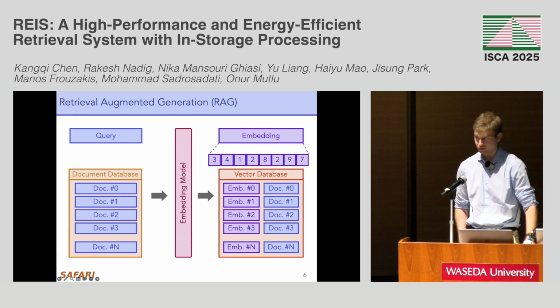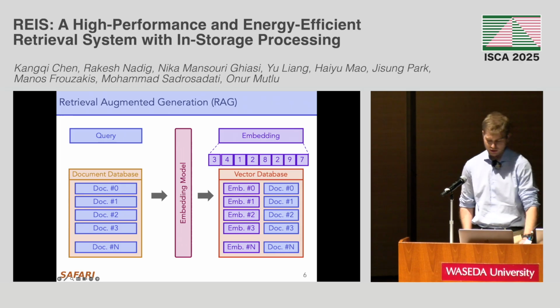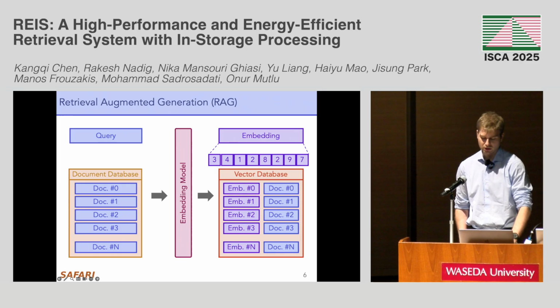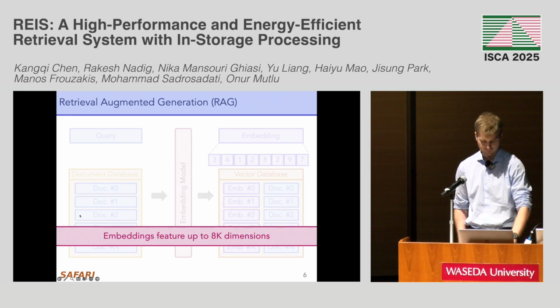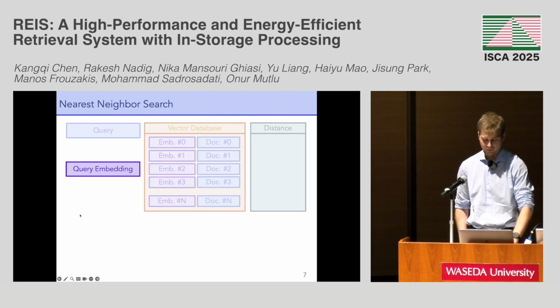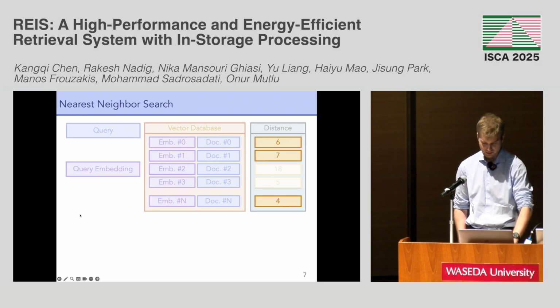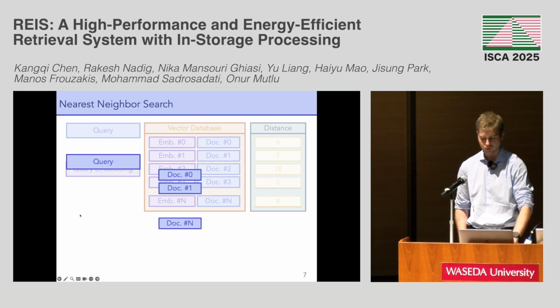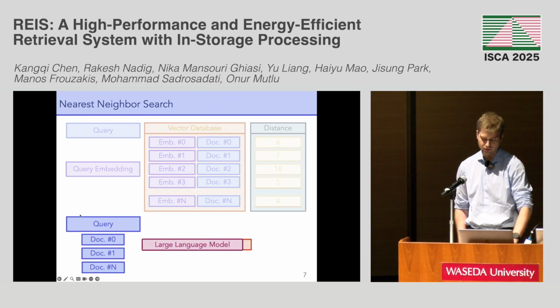Unfortunately, they can be quite large, reaching 8K dimensions. As a result, the document database has to be stored in the storage system and usually in flash memory. The next step is to then identify relevant documents using a process called nearest neighbor search. Nearest neighbor search involves calculating the distances between the query and the database embeddings and then identifying those with the smallest distance to the query embedding. To generate the response, RAG then combines the documents that correspond to these embeddings with the query, feeding them to the LLM to generate a response.